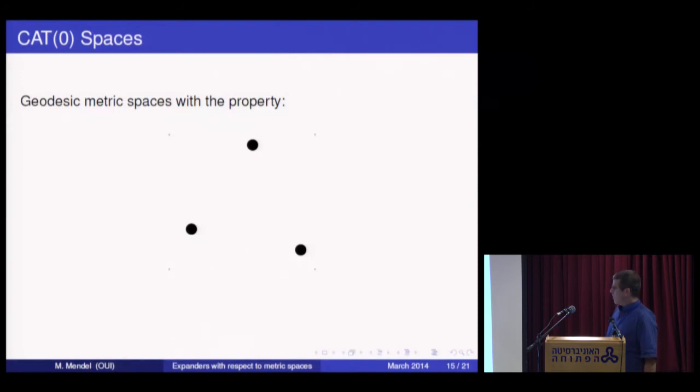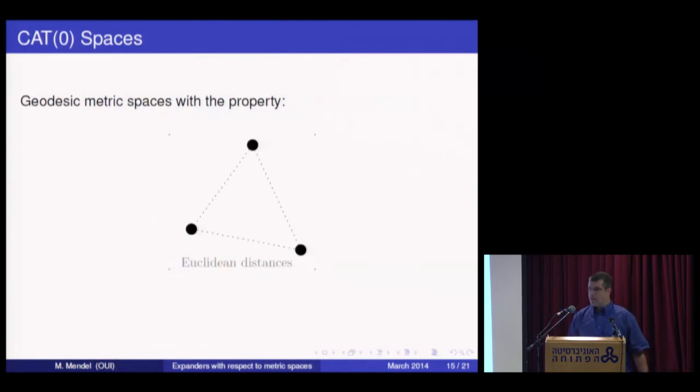So why called cut? Okay, let's see first of all what is cut zero. So cut zero spaces are geodesic spaces, metric spaces in which if you take any 3 points, now any 3 points give you a triangle. Triangle can be put isometrically on the Euclidean plane. So you put them isometrically on the Euclidean plane.